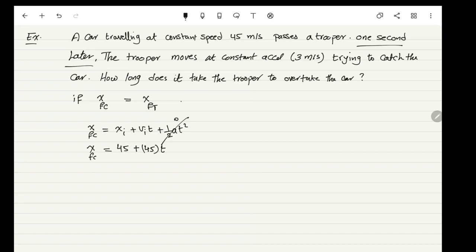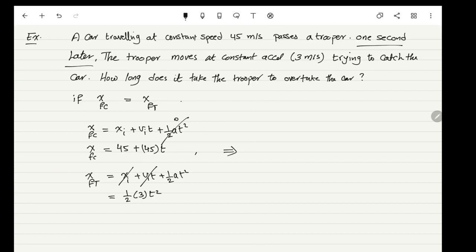Now let's calculate the x final for the trooper. Same equation here: x initial plus v initial t plus half a t squared. Now the initial position for the trooper is 0. This is the origin here. The initial velocity of the trooper, again, is 0. He was at rest. So x final for the trooper is equal to half a t squared, so it's half multiplied by 3 t squared.